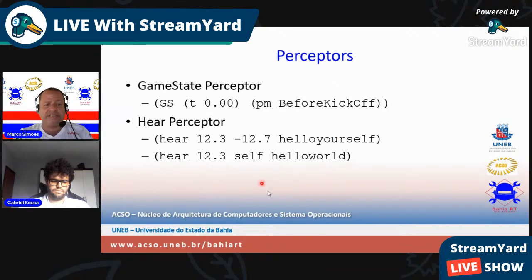And here you have a hear perceptor using, instead of the direction, the word self. When you receive this message with self set, you are hearing your own message, the message you said some cycles ago. When an agent says a message, it takes two simulation cycles, about 40 milliseconds, for the message to arrive at the destination agents, all the agents that receive that broadcast.